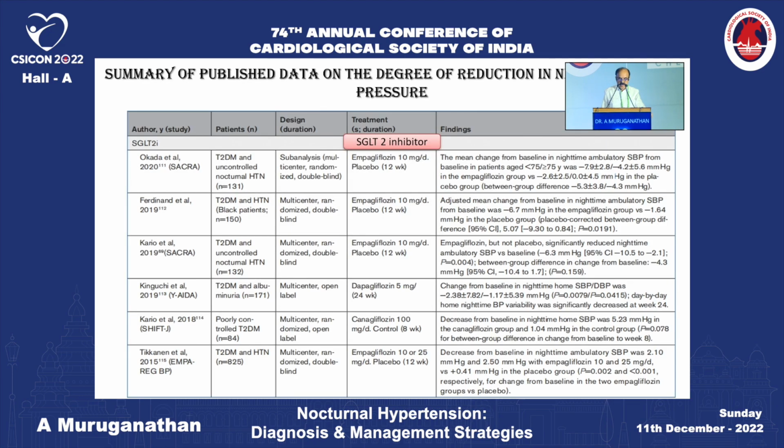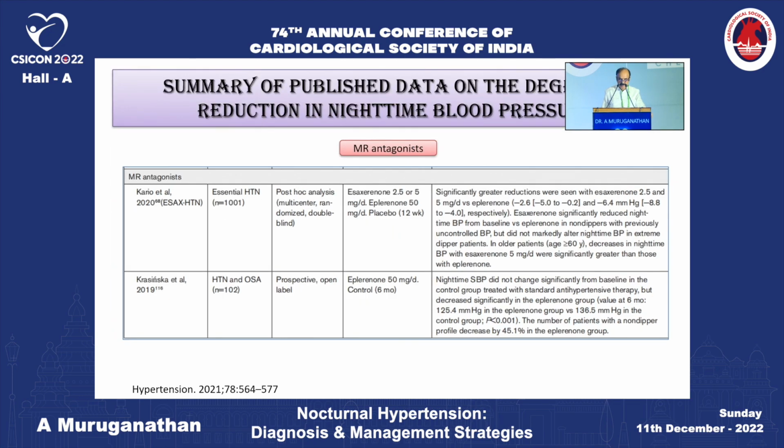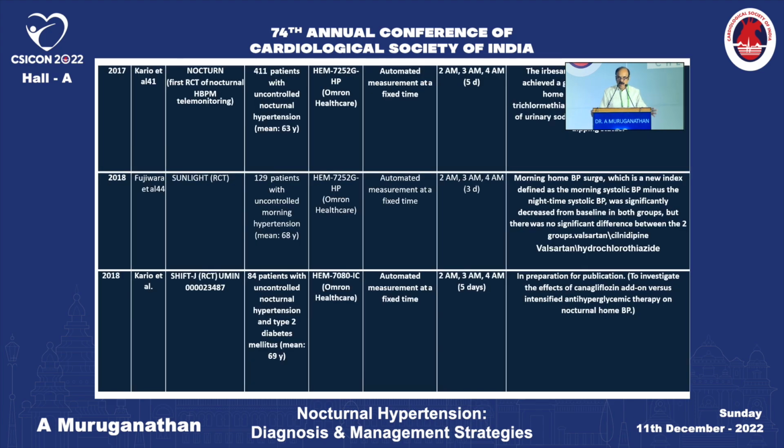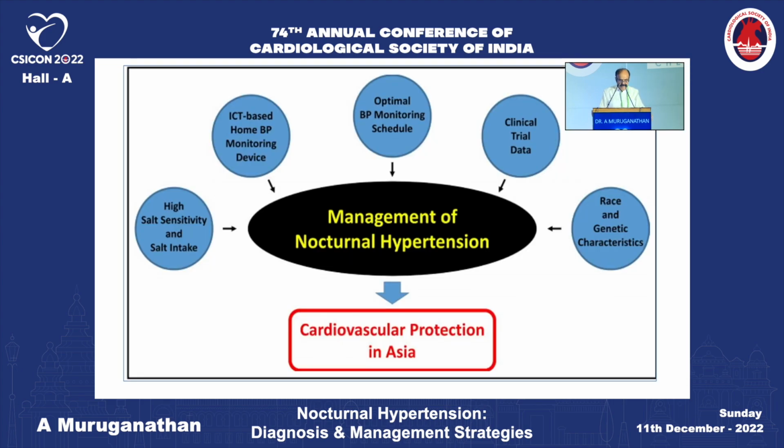So there are a lot of studies on SGLT2 inhibitors and MR antagonists again, and these are the various trials which I've talked to you about, where they use the newer home blood pressure monitoring with the drugs. And so many combinations they have tried, as I said, cilnidipine, valsartan, and then valsartan with hydrochlorothiazide, and then carvedilol, etc. So this is the management of nocturnal hypertension: ICT-based, high salt sensitivity, optimal BP monitoring, clinical trial data, race and genetic characteristics. Especially Asians, this is the thing.